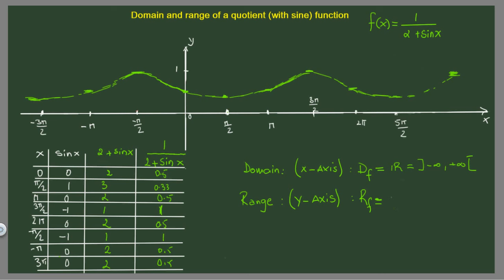So that would be 1/3. You can even write it 0.33. Our range would be from 1/3 to 1, and that's the range of our function. All right, see, it's really easy. This function really looked scary, but it's not. It's very simple and very comfortable to work on.